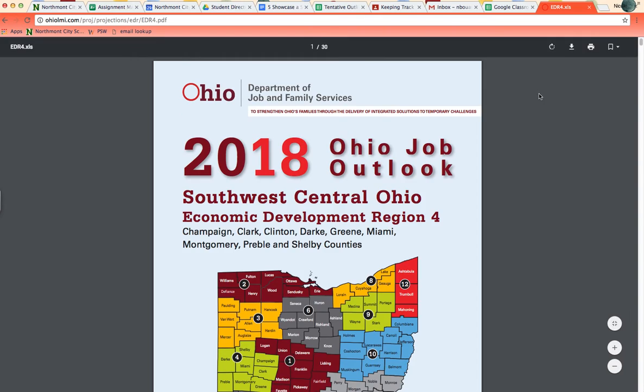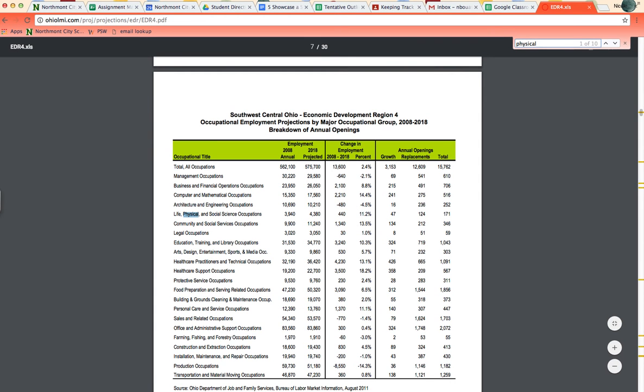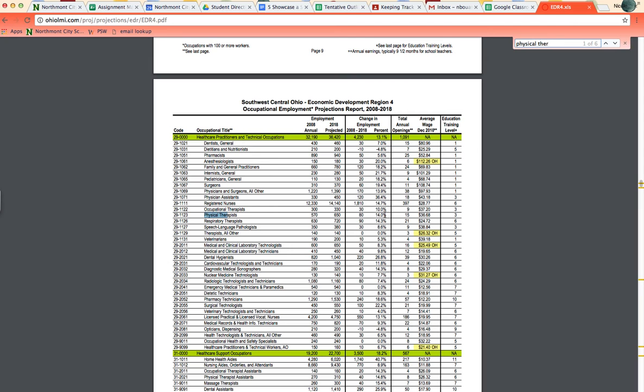Okay, so I'm going to hold down the command key and then I'm going to push the letter F and I will get this search box pop up. In that search box, I am going to type in physical therapist. Look, it's already telling me I have 6 results, which is good enough. Okay, physical therapist. I'm going to look over change in employment right here, 14%. That means this career is increasing at a rate of 14%. That's very good. Okay, so for Ohio, I would use 14%.